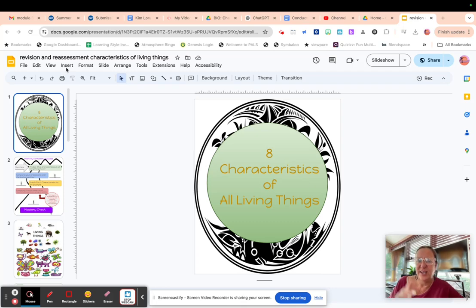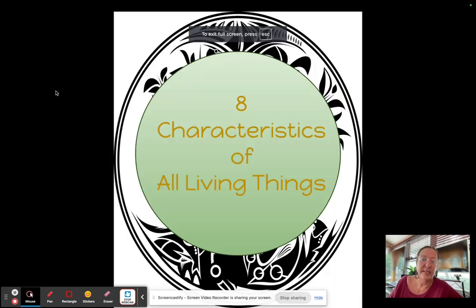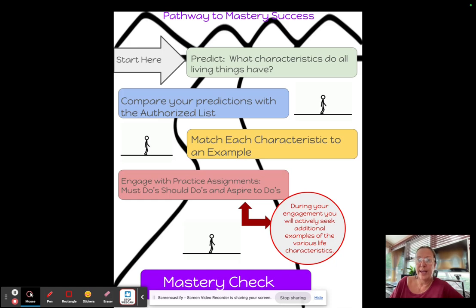Before I get into it, I just want you to really think about what I just said. Eight characteristics of all living things. So, what that means is no matter what is alive, they all share these same eight characteristics. And that's what we're going to begin to learn today. Not only will we just learn the characteristics, but we're going to come up with various examples for each one because they do vary from organism to organism. So let's just dive right in.